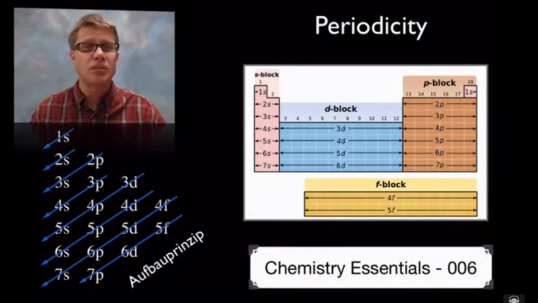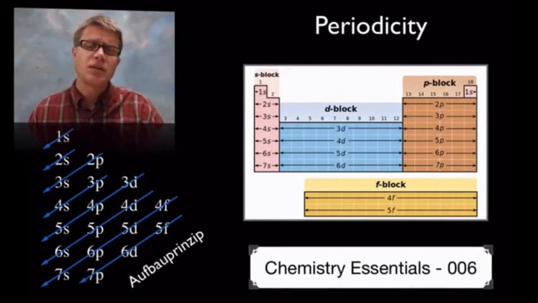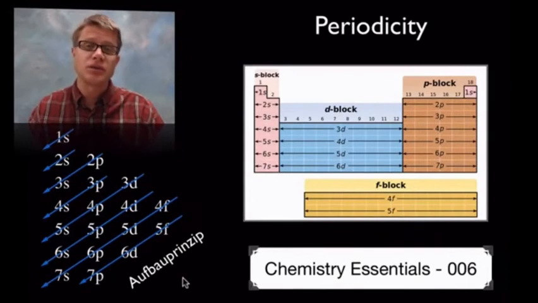And this is Chemistry Essentials Video 6. It's on periodicity. In other words, it's going to be the patterns that we see in the periodic table. Now, what determines that is going to be electron configuration.